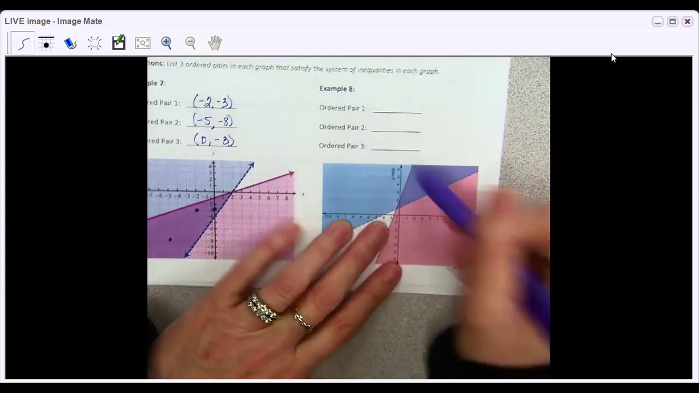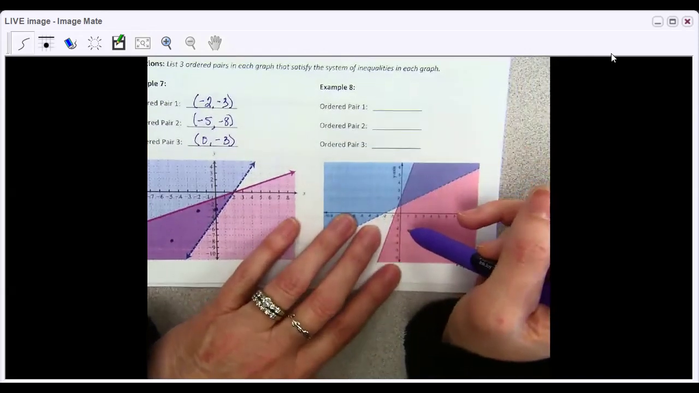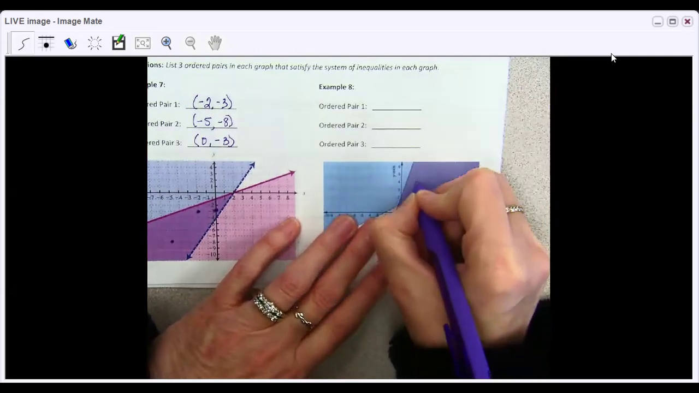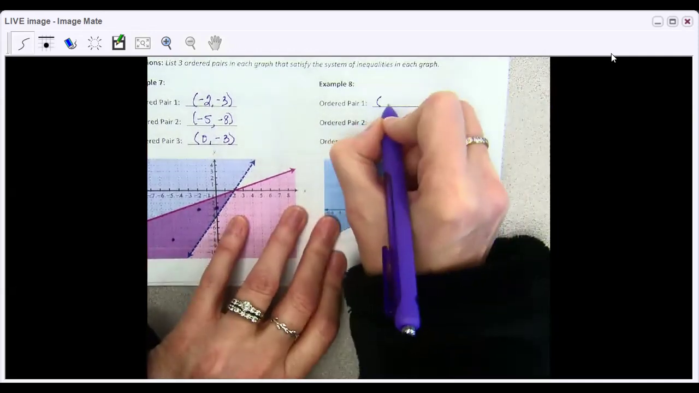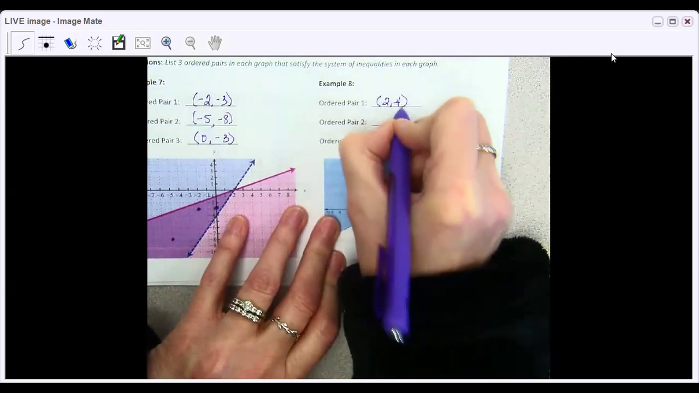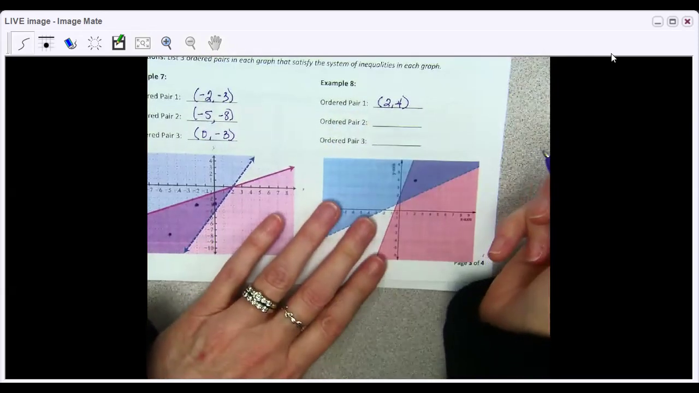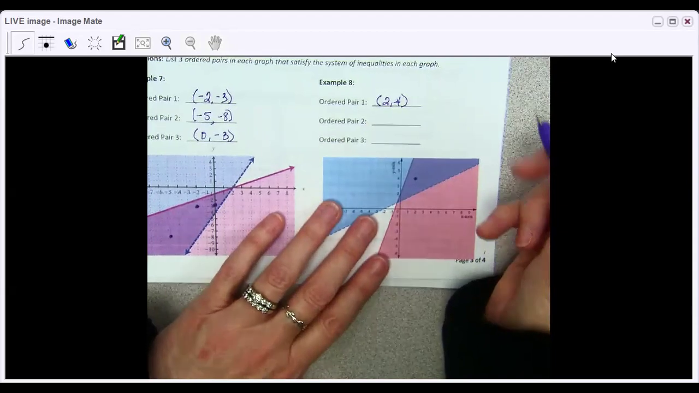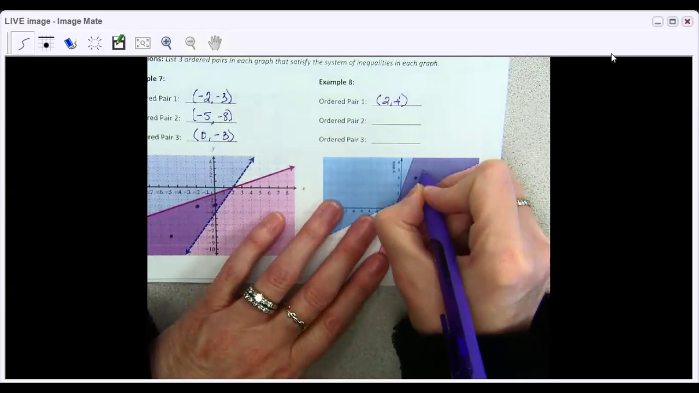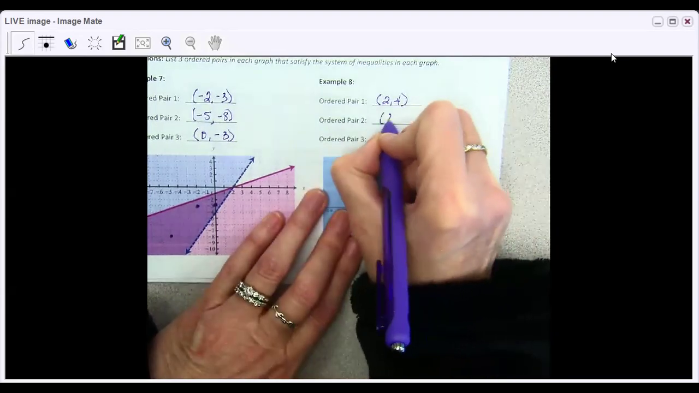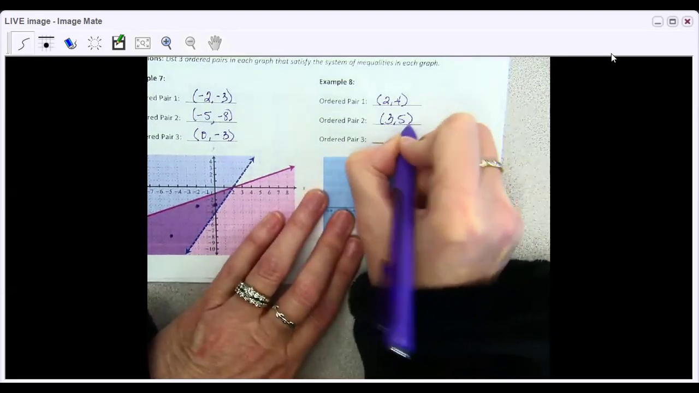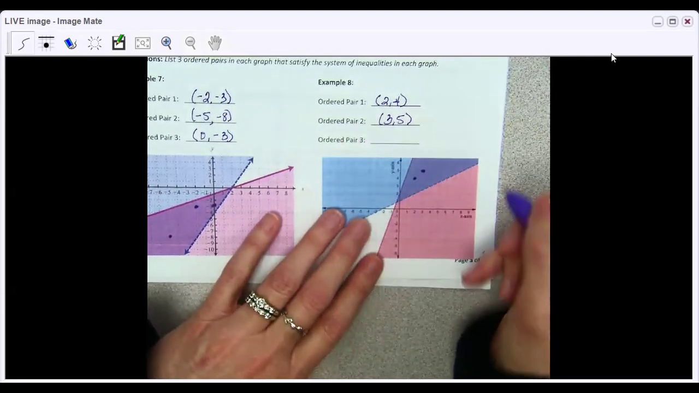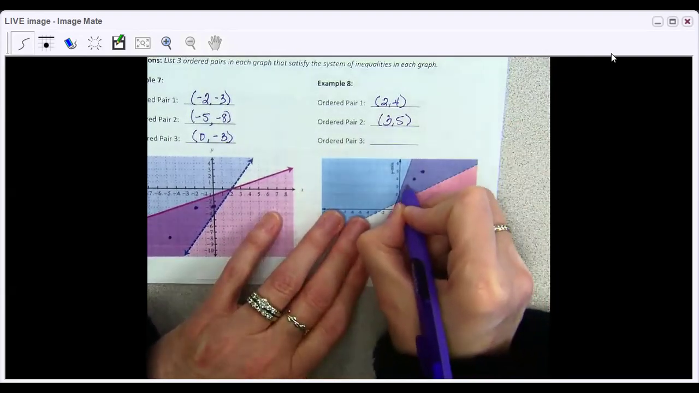So let's look at this one. Someone give me an ordered pair that would make both inequalities true. 2, 4. Yep. Okay, somebody else. 3, 5. Okay. One more. One more brave soul. 1, 3. Yep.